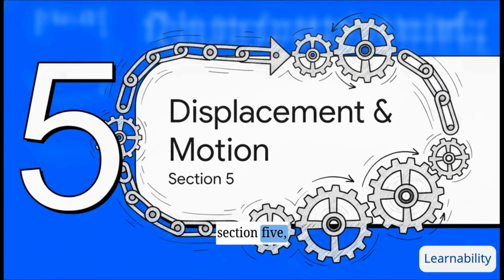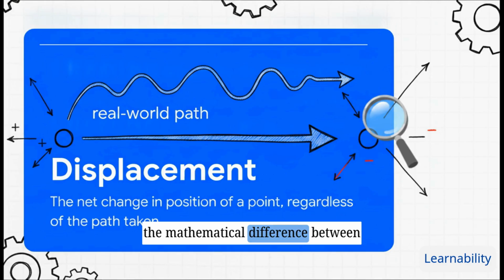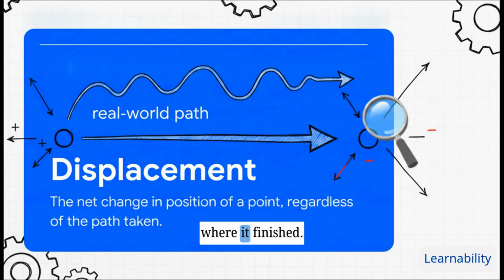Finally, section 5, displacement, translation, and rotation. Let's make things move. It is absolutely essential to realize that displacement is not the same thing as total distance traveled. Displacement couldn't care less about the curvy, chaotic, real-world path a point takes over time. It only cares about the mathematical difference between where it started and where it finished. It's strictly the final position vector minus the initial position vector.